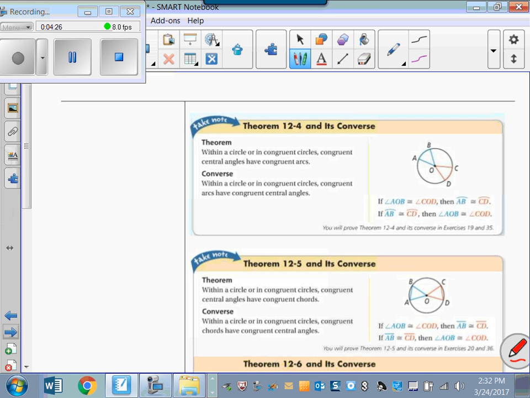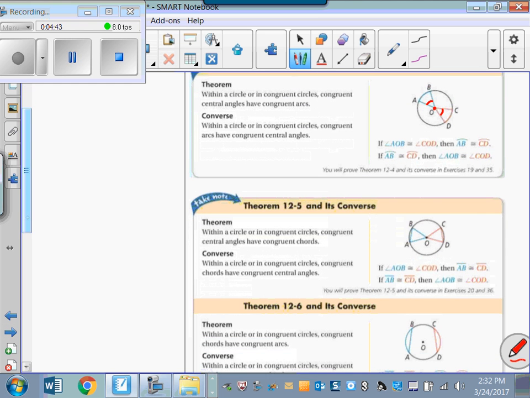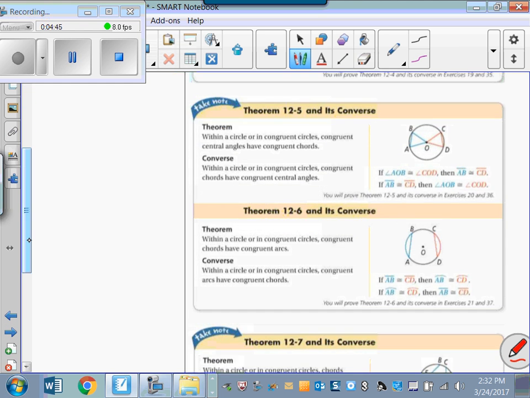If we got a circle or congruent circles, if I have congruent central angles, then we're going to have congruent arcs. So here are my two central angles right there. If those are congruent, then I know arc AB is congruent to arc CD. That's all that says. And of course it has a converse. Okay, how about 12.5? Within a circle or in congruent circles, congruent central angles have congruent chords.